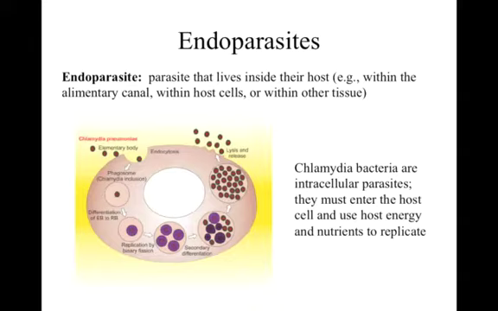So like I said, some endoparasites live in the alimentary canal, but other ones actually live in body tissue or actually inside of your cells. A great example is chlamydia. Chlamydia is a bacteria that lives inside human cells. It's an intracellular parasite. And so they have to get into the host cell. And once they do that, they use the energy and nutrients from the host cell to divide and replicate and make more chlamydia bacteria.